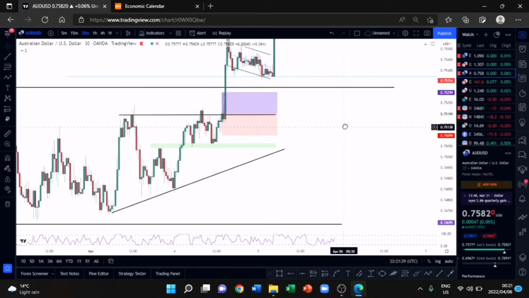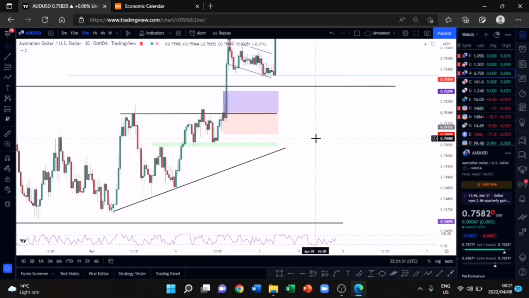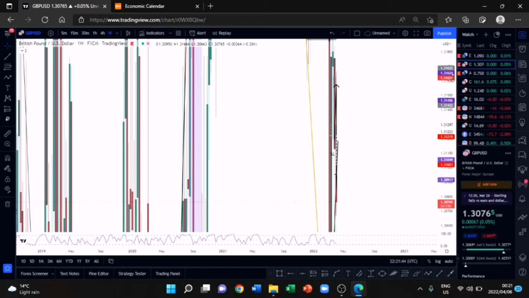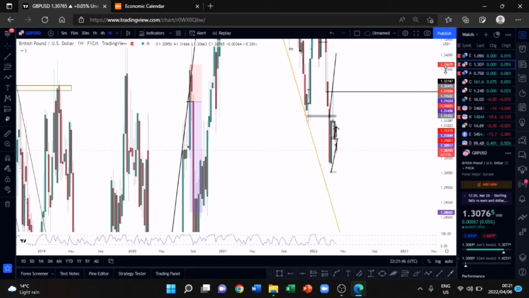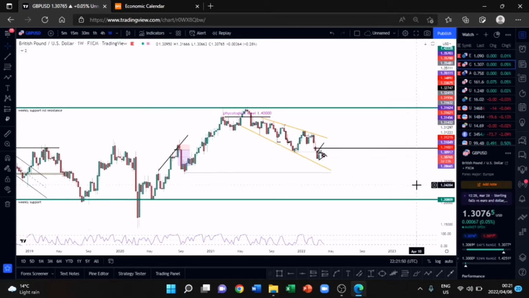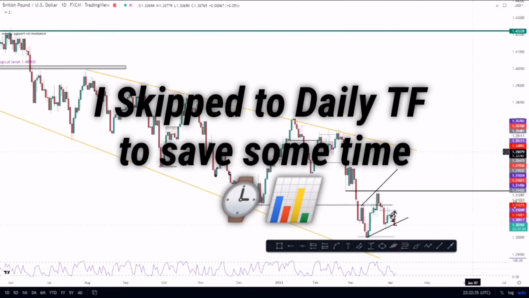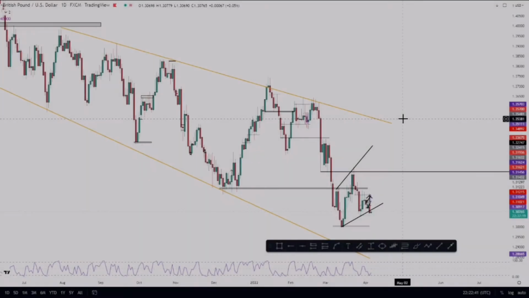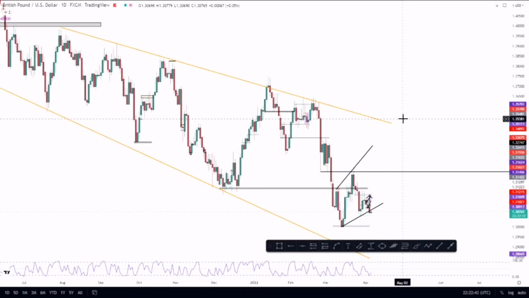Okay, but enough of this now. Let's take a look at the setup that I took today, just so you guys have a basic understanding of the direction of price. Okay, so I just made it full screen there so we can all see.